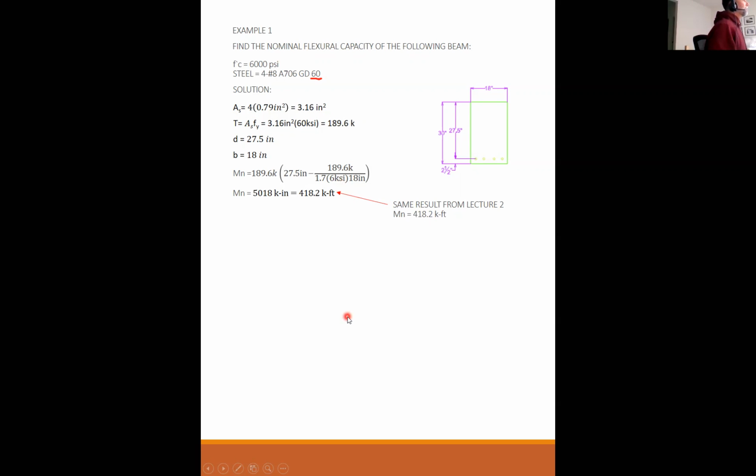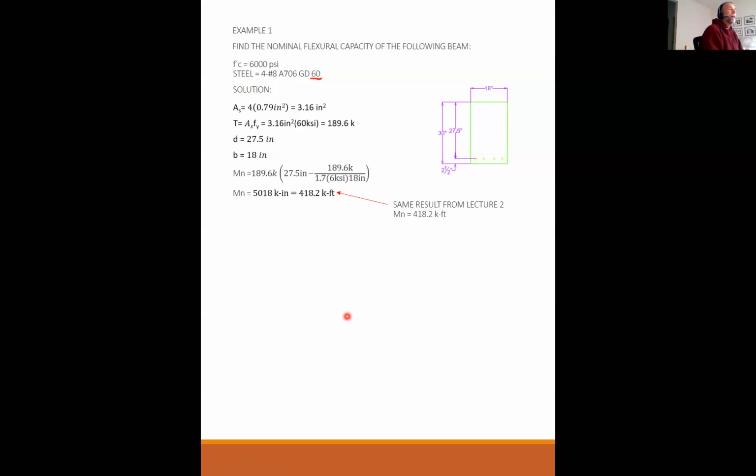Any other questions on this example? Professor? Yes. So pretty much from last lecture, the first two parts, one was not cracked and then cracked, and then we had the ultimate strength level. This example is pretty much our last example 6. We're doing the ultimate strength level of the concrete now. Exactly right. Okay, perfect. Thank you.